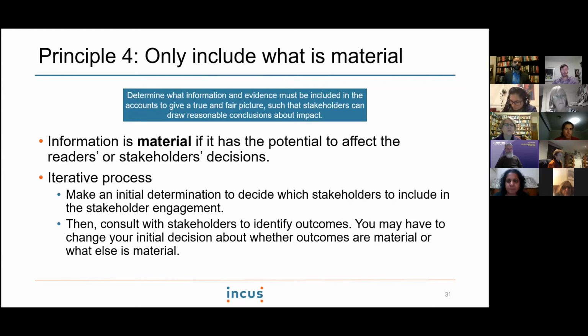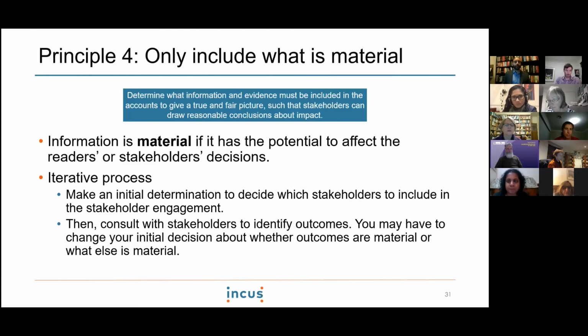And the idea there is that something is material if it has the potential to affect a reader or stakeholder's decision about your project. So it is material if its inclusion or omission from the analysis will lead someone to make a different decision or will distort the picture of what's actually happening to a significant degree. It's synonymous with importance, significance, but it's a little bit different, and I'll talk through it again in the next couple of slides. The main thing to remember about materiality is it's an iterative process.